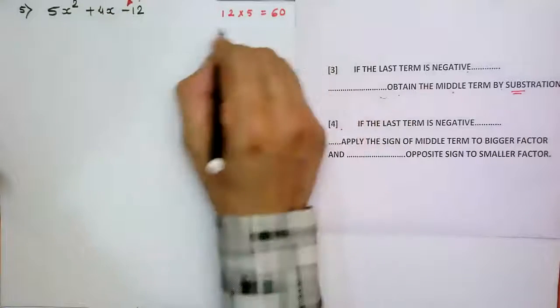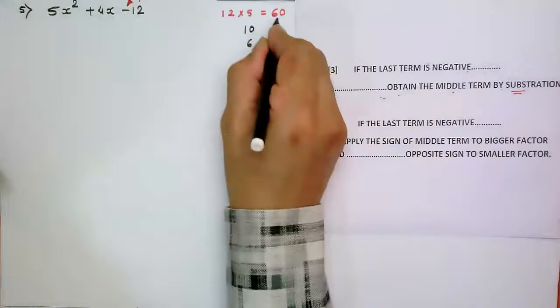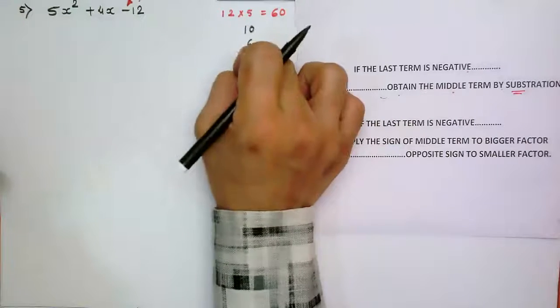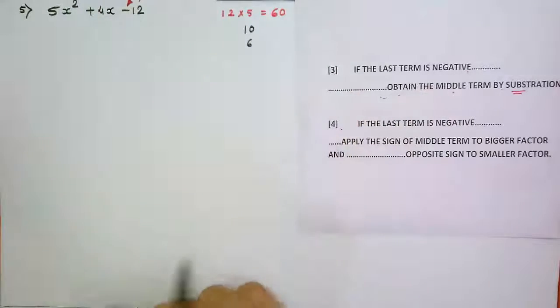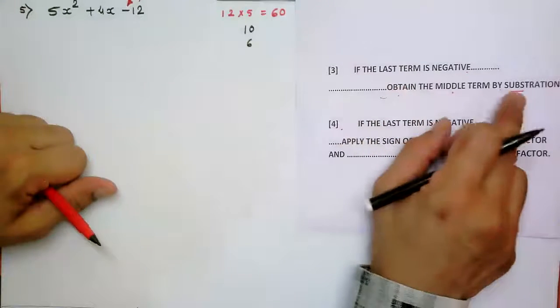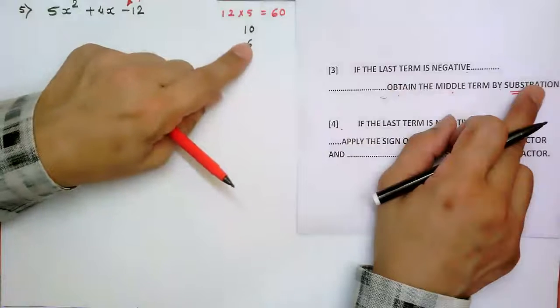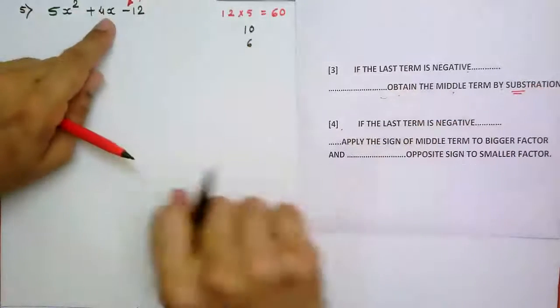60. 10 times 6 is 60. 10 minus 6 is 4. That's fine. So it is obeyed. Obtain the middle term by subtraction. So subtraction of these two, 10 minus 6 is 4. So I obtain this 4.